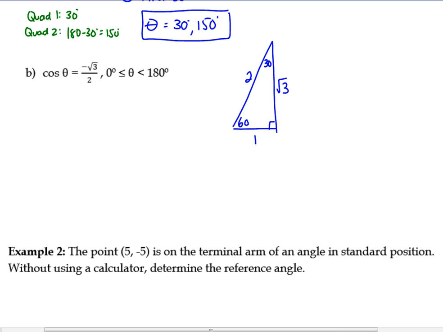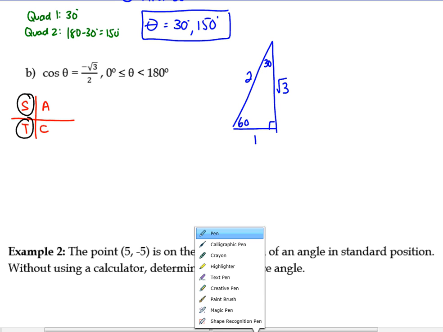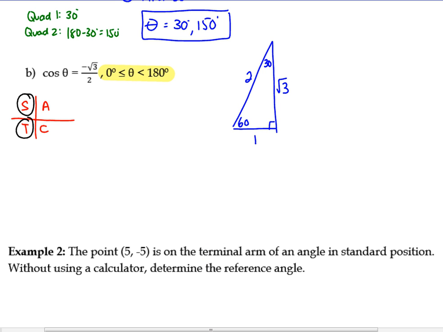Okay, so CAST. Where is cosine negative? S and T. But do you notice something? It only wants from 0 to 180. So it only is looking for the quadrant 2 angle. It only is looking for a domain of 0 to 180. So our solution will be in quadrant 2.